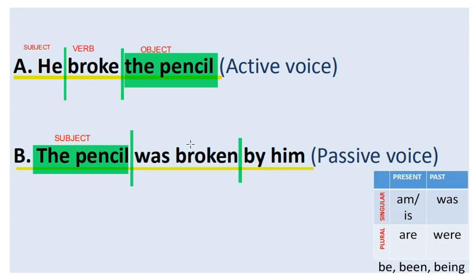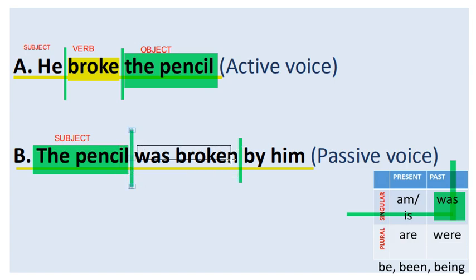How? To know how this happened, we must consider two things. One, the verb of the active voice, broke, is in the past tense. Hold on to that. Two, the new subject in the passive voice, which is the pencil, is singular. Now look at the table at the right bottom of the screen. Check past singular, or singular past. Anyhow, what do you see? Was. Then the past participle of the verb broke. It is broken. That is how we got was broken.